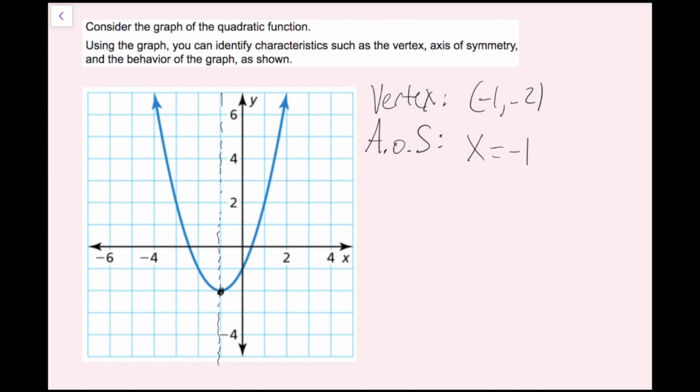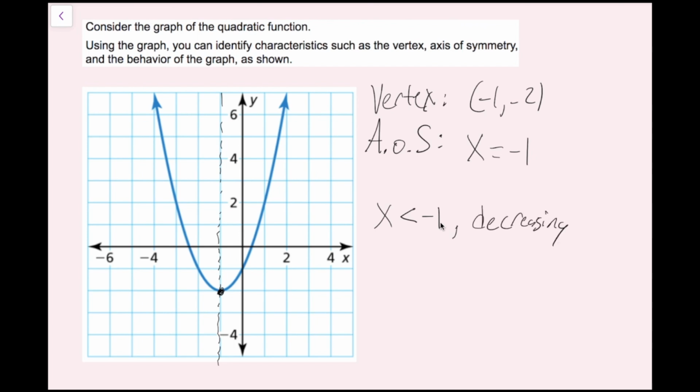Now we need to describe the behavior of the graph. Remember, we always want to look from left to right as we are increasing our x value. So on the left side of my vertex, so when x is less than -1, we can see that from left to right, my graph is going down. So this function is decreasing when x is less than -1.